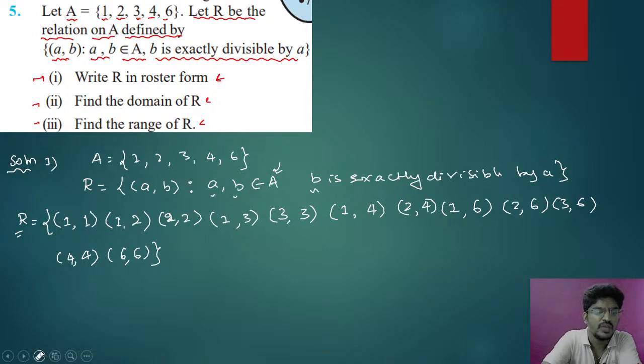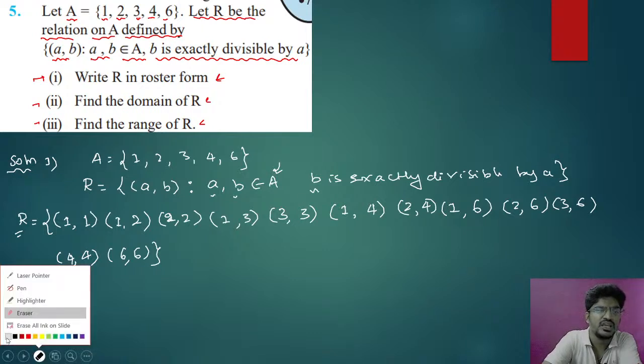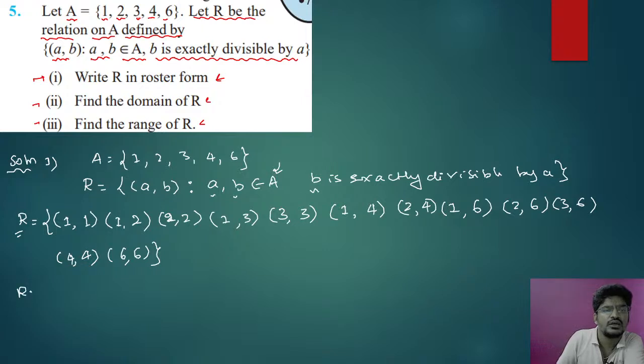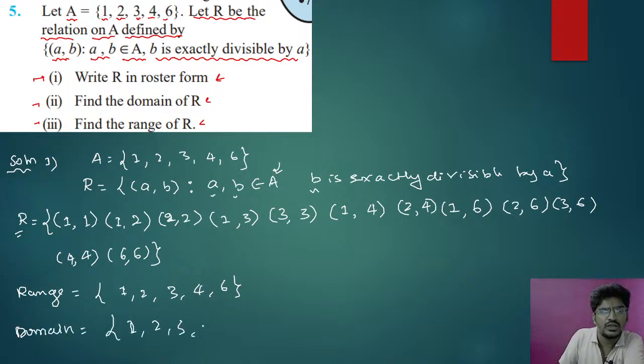Now range and domain you can write easily. I know that. Range and domain you can easily write. Range is going to be equal to {1, 2, 3, 4, 6}. And domain is also {1, 2, 3, 4, 6}. Okay.